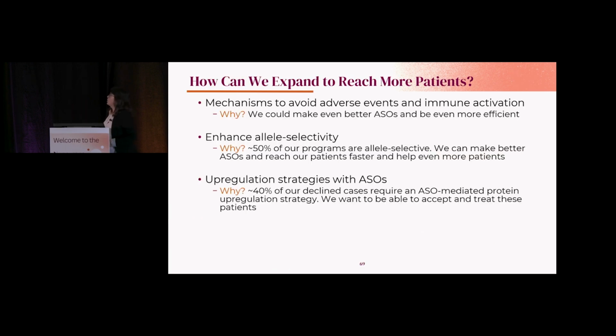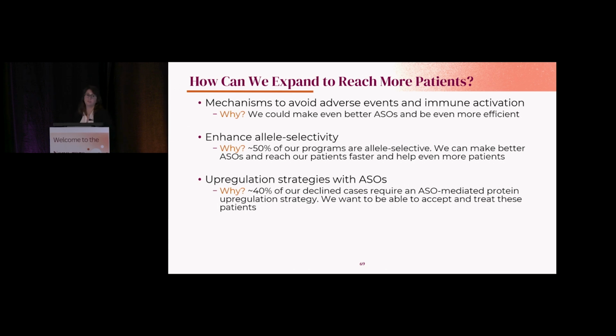I will take three of these examples, for the interest of time. How can we expand to reach more patients? What do we need to do? What do we want to do? We want to have more efficient ASOs, safer ASOs, and reach a bigger range of patients. The very first thing that, of course, we're working on is mechanisms to avoid adverse events and immune activation. Why are we doing that? Because we want to make even better ASOs and even more efficient.